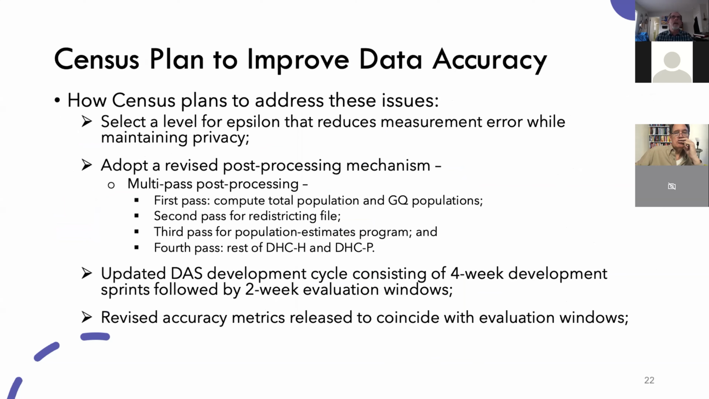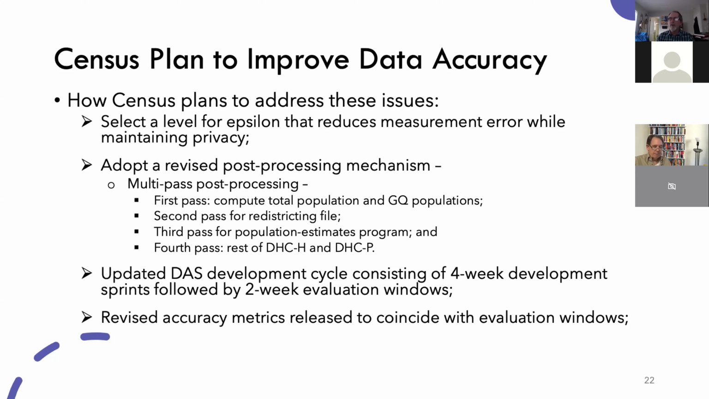Okay. So the Census Bureau is aware of these. They've taken a look and done the analysis themselves. They've heard what other people have said, and they've come up with, at least at this point, what they plan to do to improve the data accuracy. They're looking to revamp how they set the epsilon. So they're looking to set an epsilon that reduces measurement error while still maintaining privacy. Remember back to that graph that I showed you. As the epsilon increases, the privacy loss also increases, but at the same time, the accuracy increases. So somewhere along that continuum is a way to pick that.